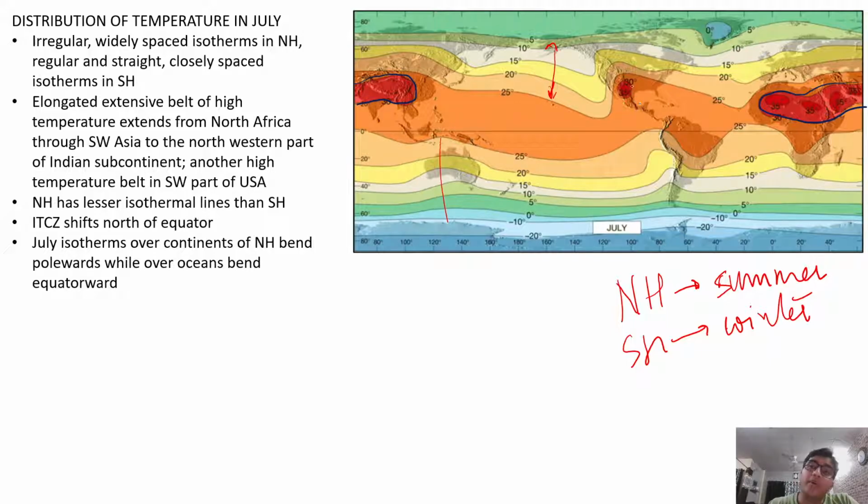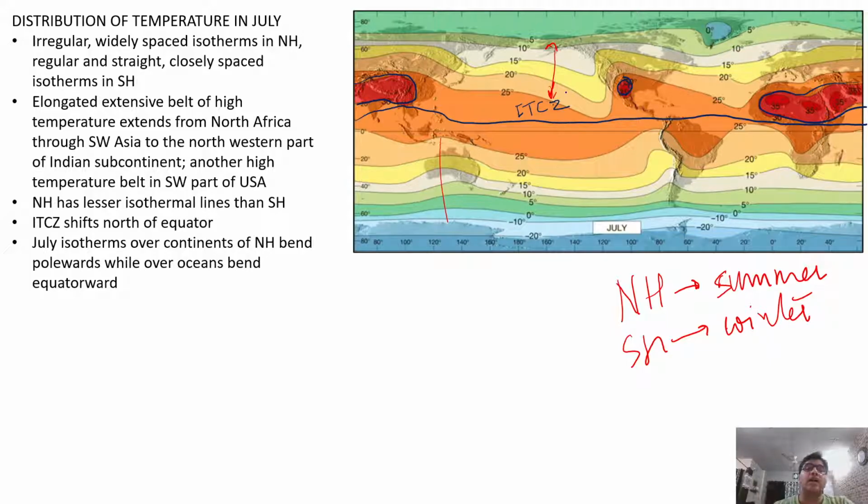And there is another belt of high temperature zone, which is in the southwestern part of North America. So all these three belts are the result of the differential heating during the summer month, that is July. Due to this excess heat during July, the ITCZ now shifts north of the geographical equator. So keep this in mind.